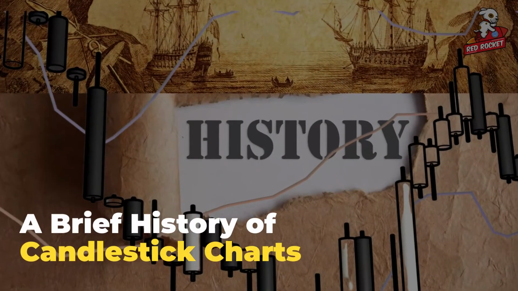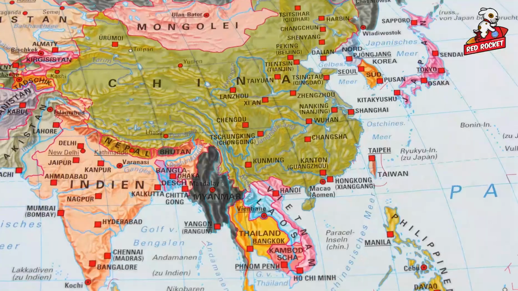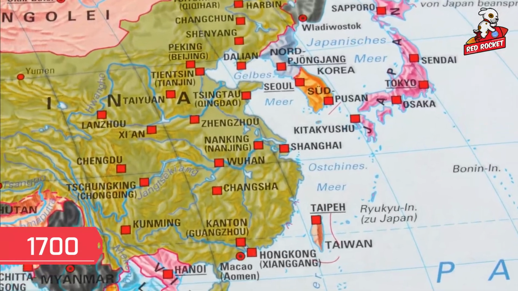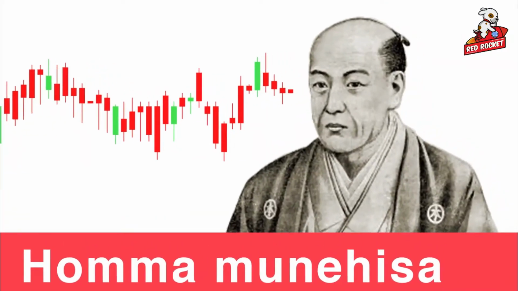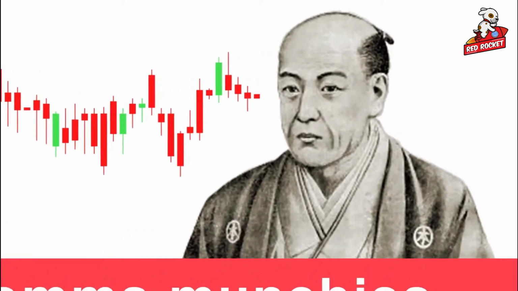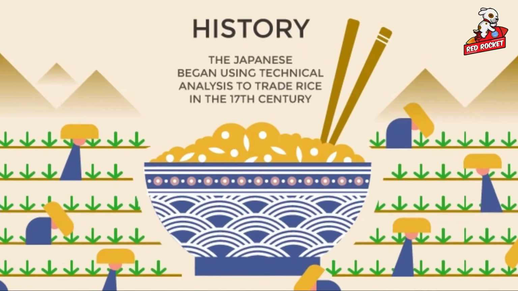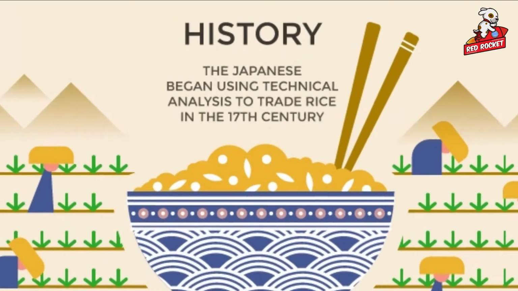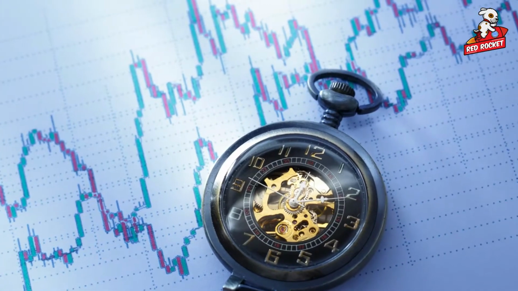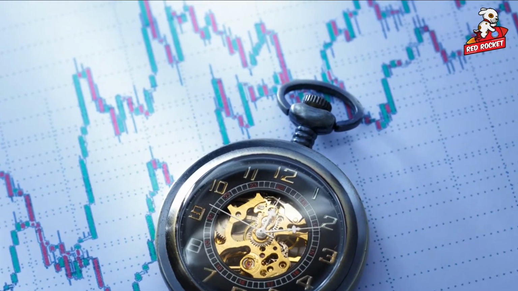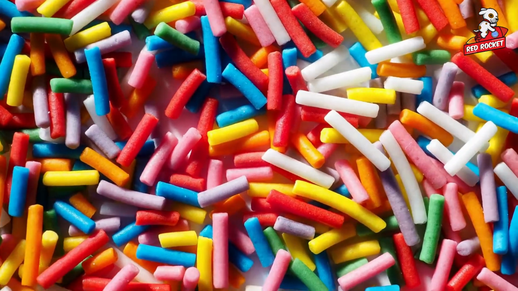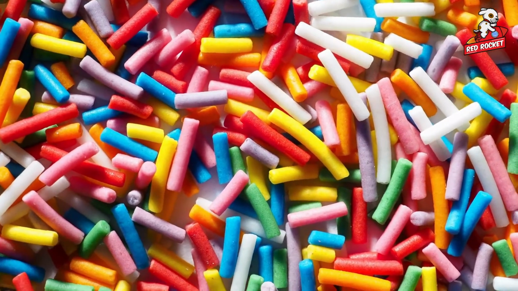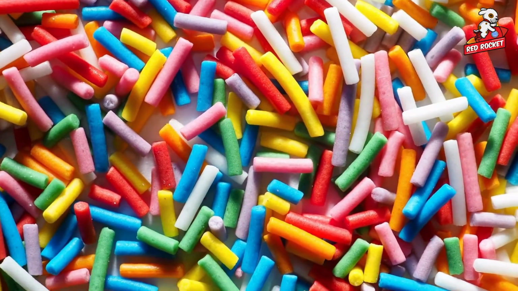A brief history of candlestick charts. The use of candlestick charts can be traced back to 1700s Japan, when a rice trader, Homma Munehisa, developed the concept. Homma discovered a strong link between the rice price and supply and demand. He concluded that the markets were influenced mainly by the emotions of the traders.